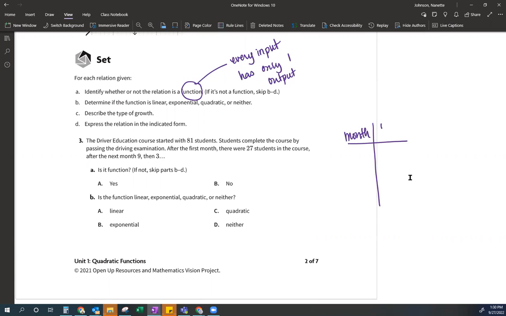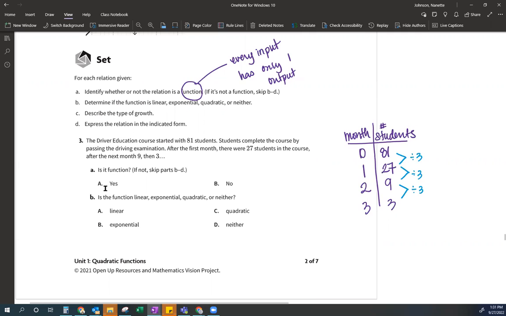So the driver's ed course started with 81 students, so you can think about that as the first. Maybe we should think about this as month 0 then. After the first month, there's 27 students, right? After the next month, there were 9 students, and you can kind of see the pattern, right? Do you guys all see this pattern? It's definitely not being subtracted. It's definitely being divided. I see divided by 3, right? That's what I see, just because of the patterns that are going on in my head.